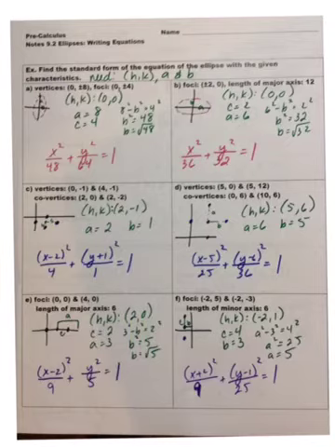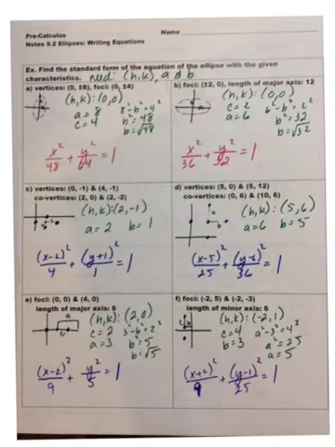So using this, x minus 2 squared and y squared. It's a right-left ellipse, so the larger number goes under the x, so 3 squared is 9. The smaller number goes under the y, square root of 5 squared is 5, and of course it equals 1.